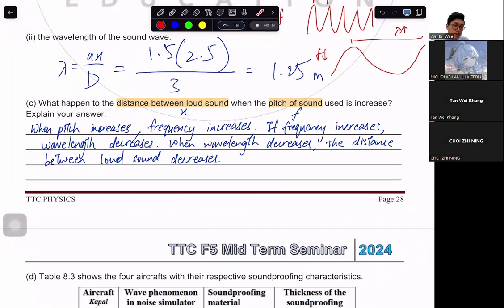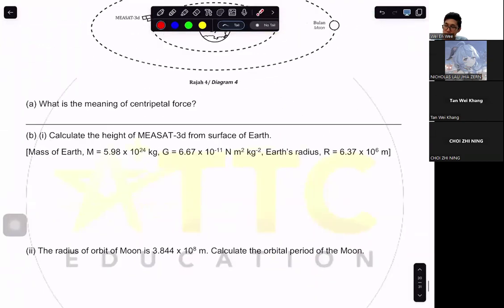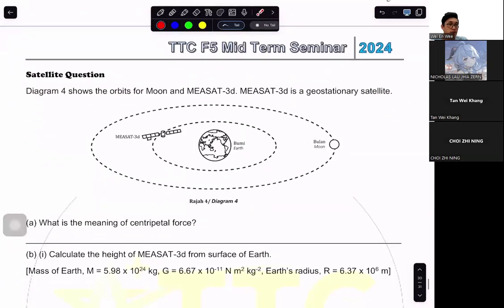Now I'm going to skip the essay question again, and we'll look at the final question, which is this satellite question. Just in case we have some Form 4, Chapter 3 questions. So we have MEASAT-3D, which is a satellite orbiting around the Earth, and we also have a moon orbiting around the Earth.